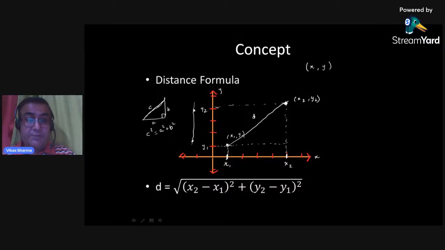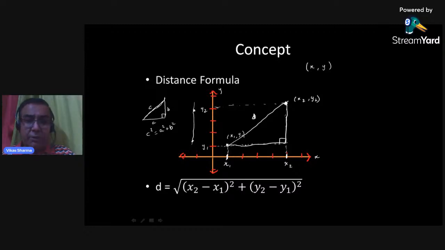No problems, right? So what we need to do basically is, to find d, we have to find this distance and we have to find this distance. Now you see that this has become a right angle triangle, and using the Pythagoras theorem we can easily find the value of d if we know the length of both these lines, the horizontal line and the vertical line.